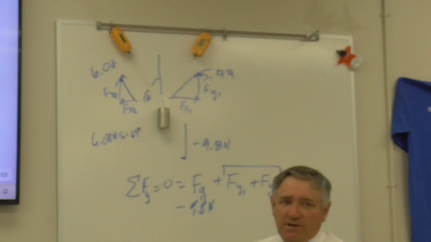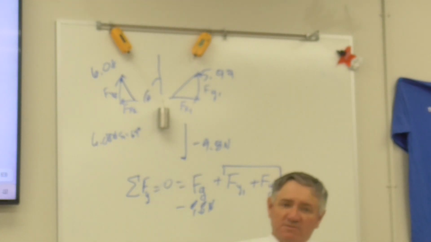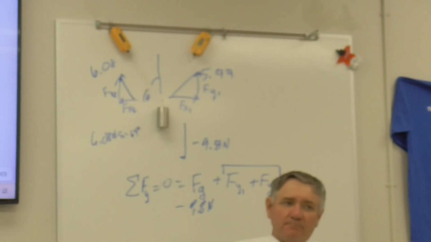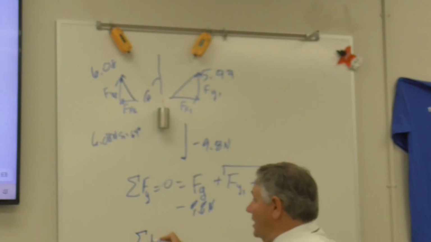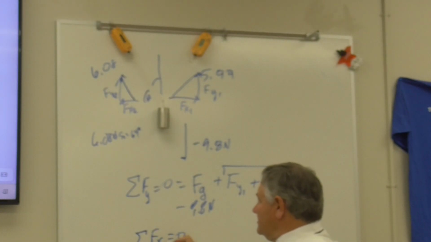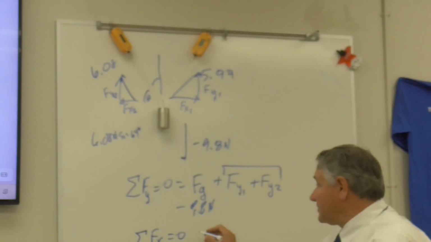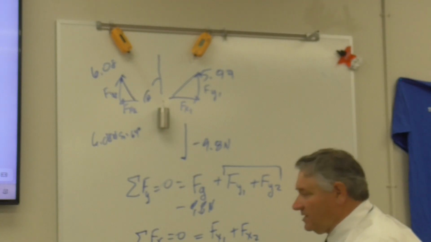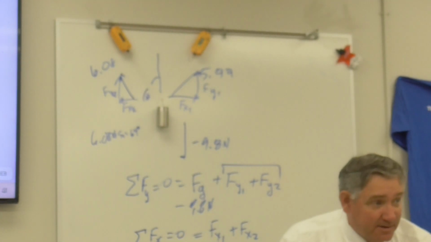What about your horizontal components? How many horizontal components do you have? What do they have to add up to? Zero. So the only way two horizontal components can add up to zero is if they're equal but opposite. One of them is going to be negative, either left or right. So the sum of your x components should add up to zero. Fx1 plus Fx2 should add up to zero.